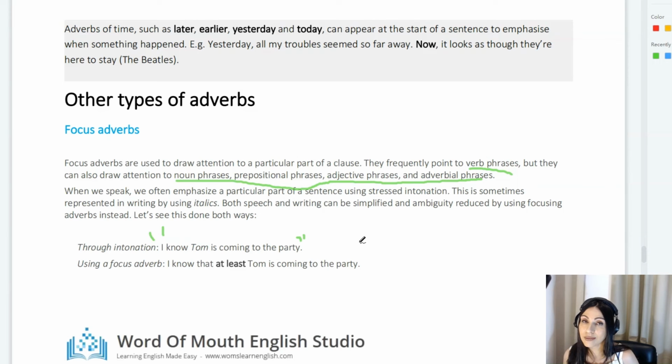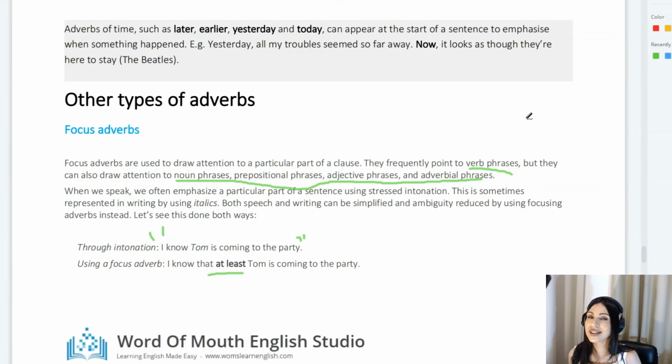I know Tom is coming to the party. Now, Tom is your point of reference. You're stressing that Tom is one of the people who'll be coming. I know Tom's coming, but what about the others? Right, so using a focus adverb to say this sentence in other words, you could say, I know that at least Tom is coming to the party. And here you'd stress the word at least together with the word Tom, but not just the word Tom.